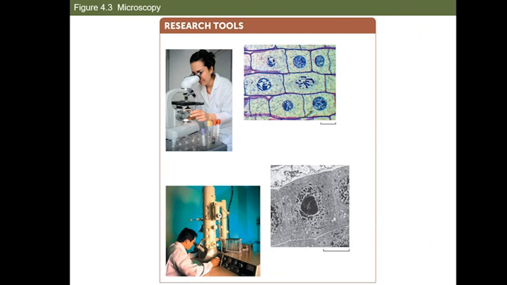So research tools. Here we have our light microscope, and you can see cells easily. Here they're looking at plant divisions using mitosis. Here we have the scanning electron microscope, and you can see, if you zoom in enough, the phospholipids in the membranes.